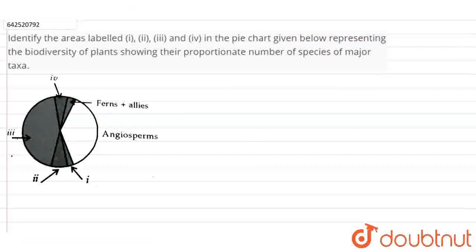In this question, we have been given a pie chart to show the biodiversity of plants and the proportionate number of species of major taxon. Now we have to label the areas 1, 2, 3 and 4 which have been given to us over here.